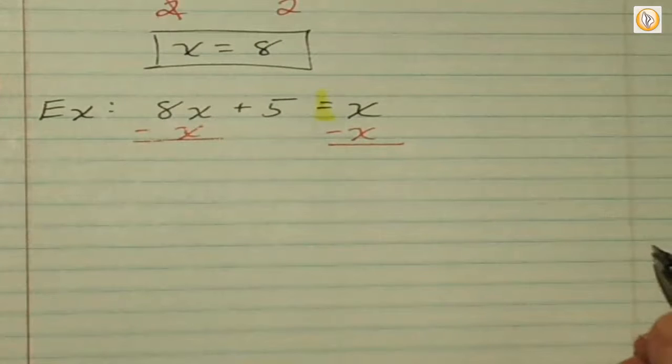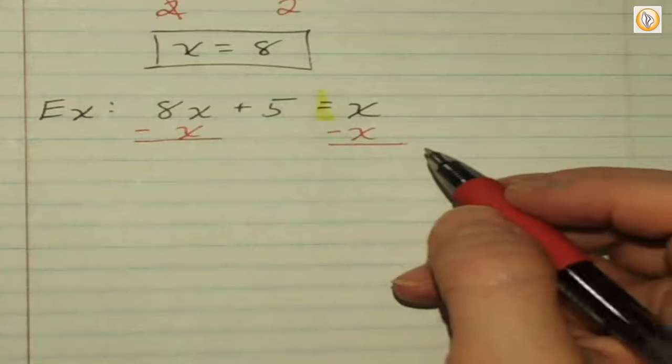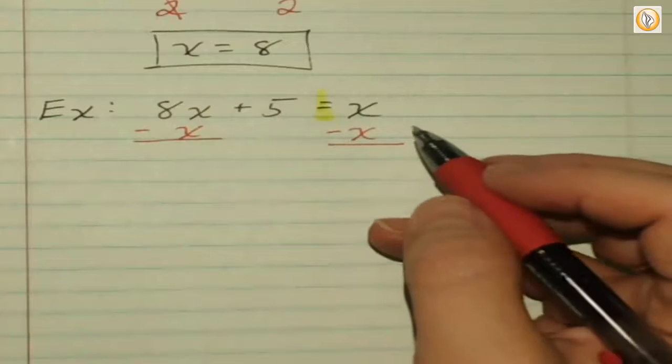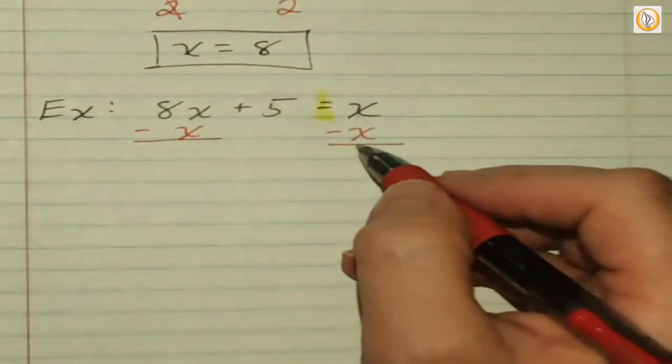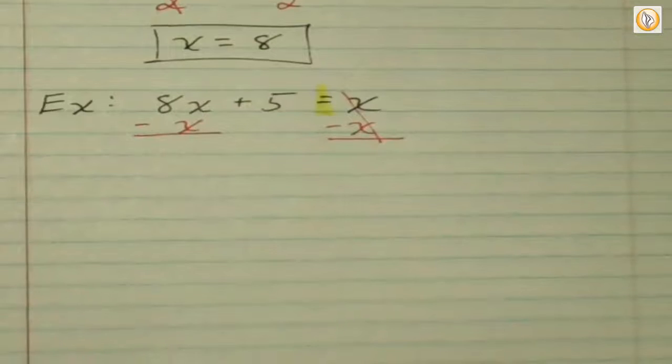I remember one time when I saw this, I was like, oh, they're taking out the x. So I was wrong. If it was negative x, it would be a plus x. Oh. Yeah. So then we eliminate that.